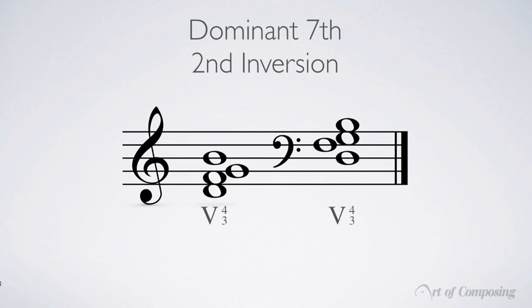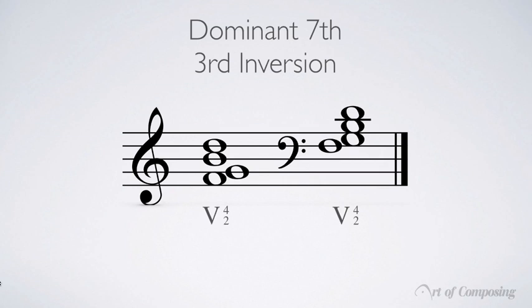And then the third inversion has the 7th in the bass. So this one sounds a little bit different. You've got an F as the bass note, then you've got a 2nd above that, which is the G, then you've got a 4th above the bass note, which is a B. And then you've got the D up there.